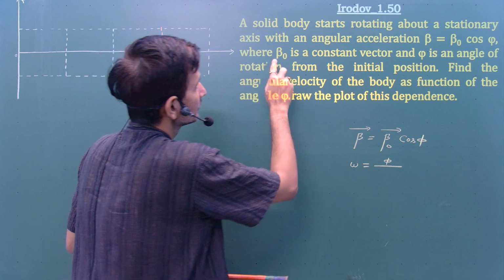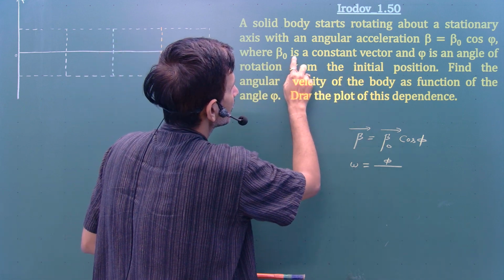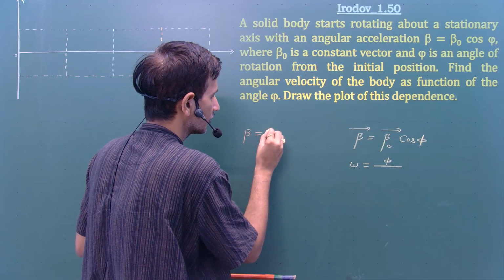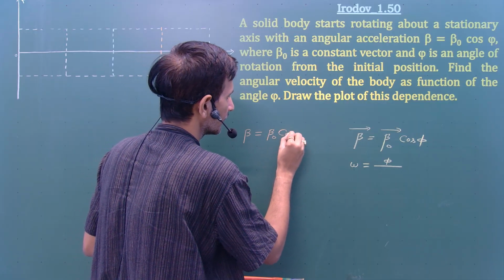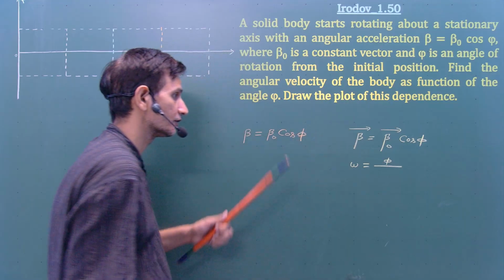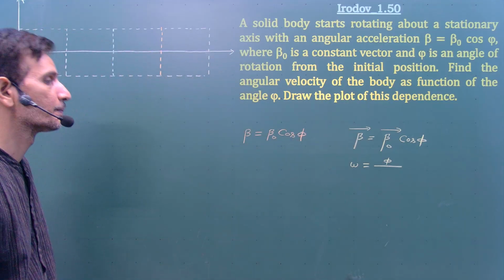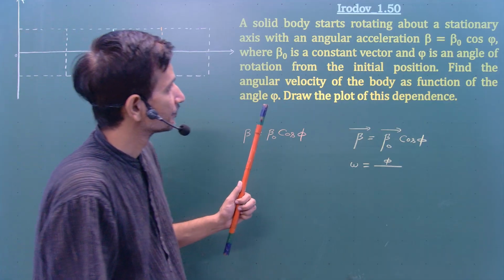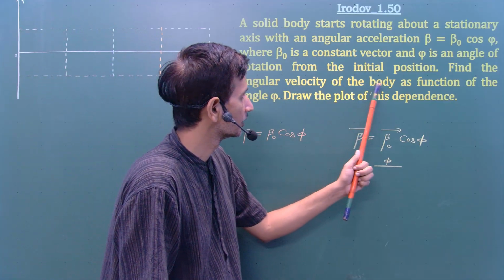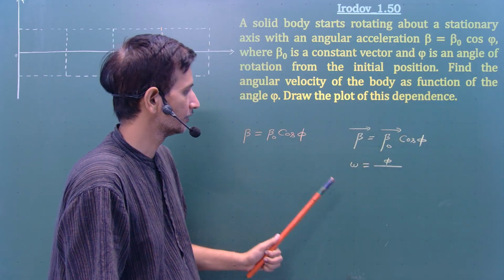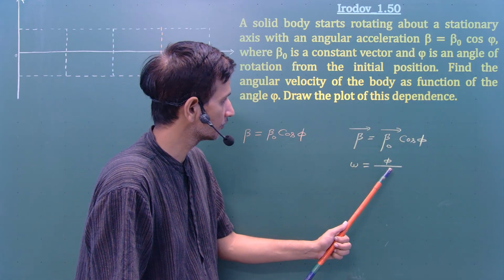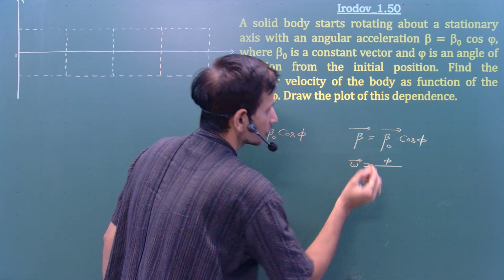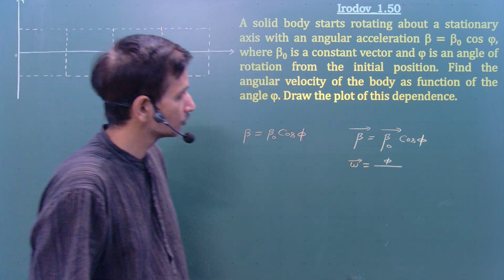What is this line? Beta naught is a constant vector. So in the question, the given equation is not a magnitude equation. This is a vector equation. So beta must have a direction. Now find the angular velocity of the body as a function of the angle phi. We have to calculate omega as a function of phi. So we have to calculate the omega vector, not only omega. So how to do that?